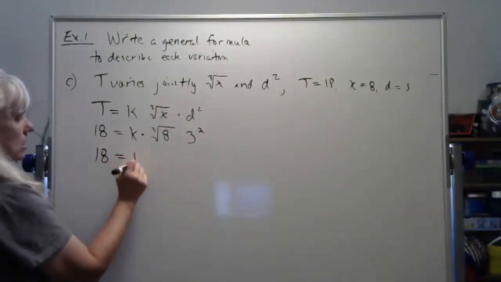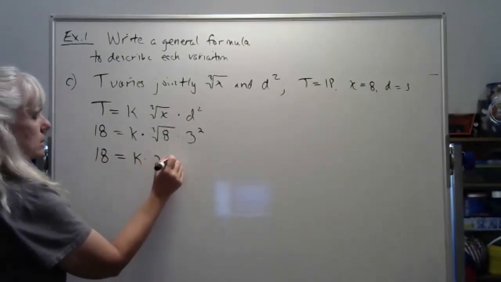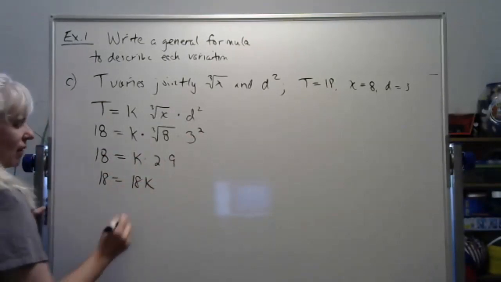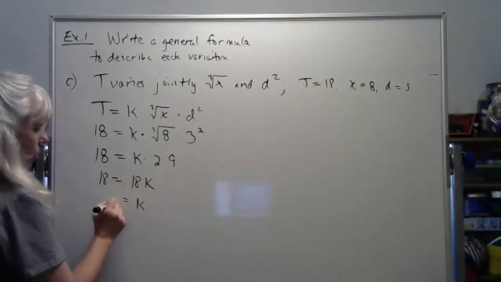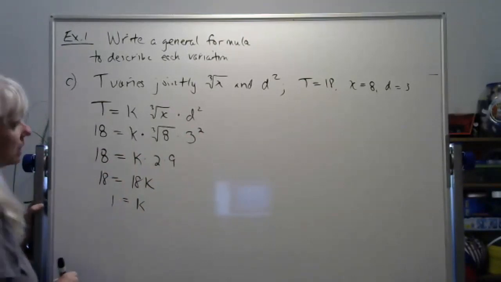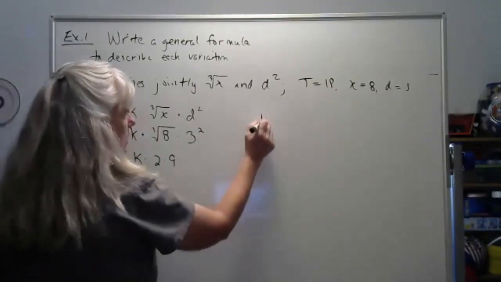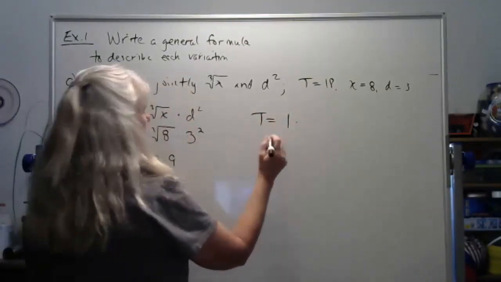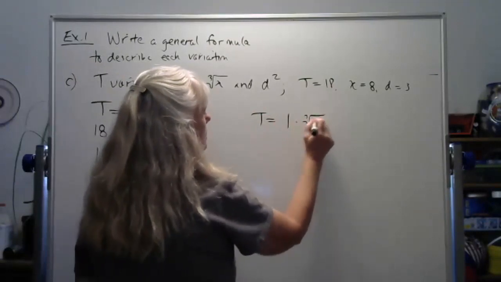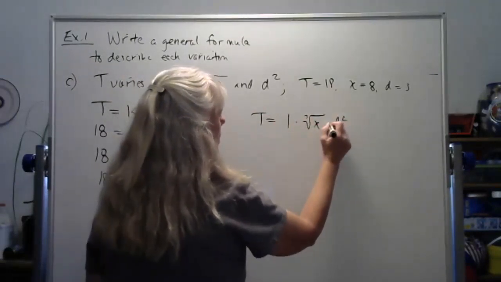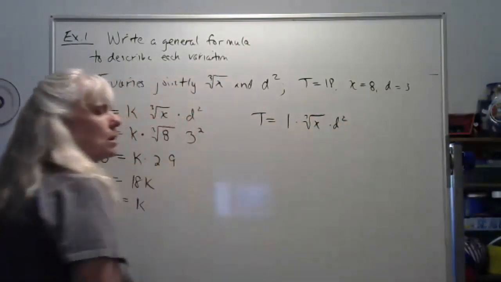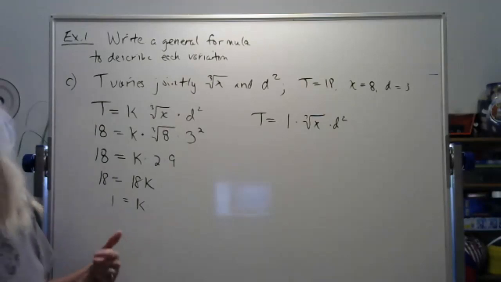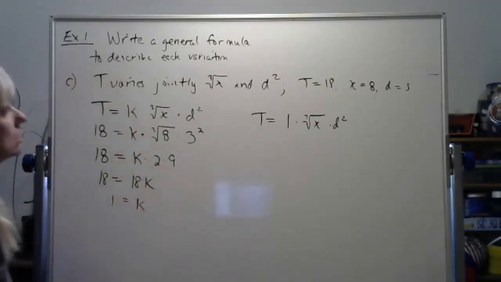Let's clean up that right side. The cubed root of 8 is 2, and 3 squared is 9. So I end up with 18 equal to 18K. When I divide out the 18, we get K is equal to 1. Not very exciting for a constant, but there it is. So our equation becomes T is equal to 1 times the cubed root of X times D squared. You don't need to write the 1 in, but just so that we know where it went. It doesn't really matter in what order you write those; I'm just doing it in the order it was given. So that's a joint variation. We've done a direct, an indirect or inverse, and also a joint.